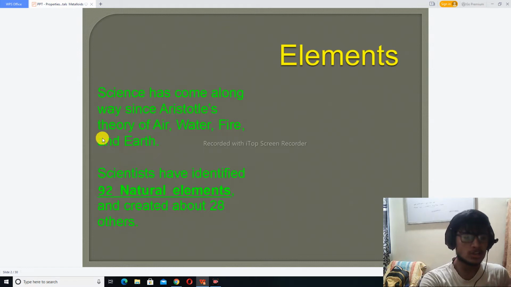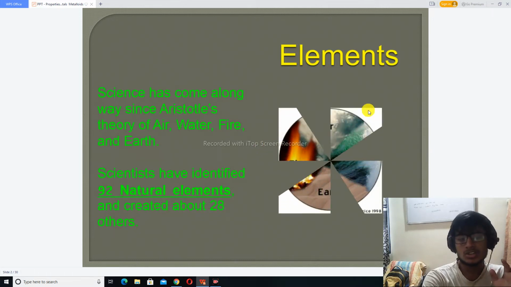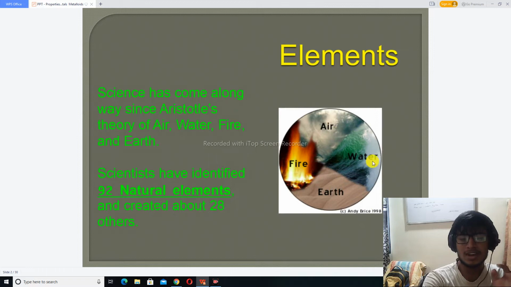Aristotle stated the theory of air, water, fire and earth. Scientists have identified 92 natural elements and created about 28 others. So this is air, water, earth and fire.